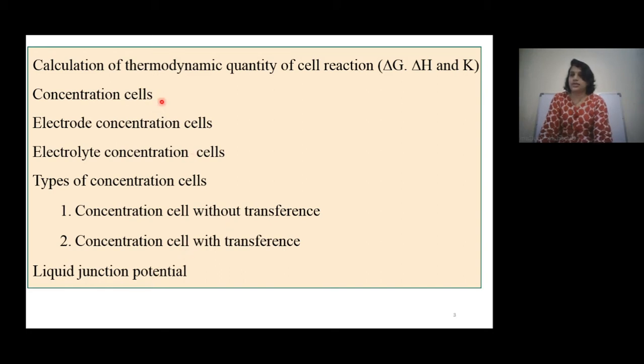and the concentration cell. There are two types of concentration cell which we are going to study, electrode concentration cell and electrolyte concentration cell. The concentration cell is again of two types, the concentration cell without transference and with transference. And finally we will end at liquid junction potential.